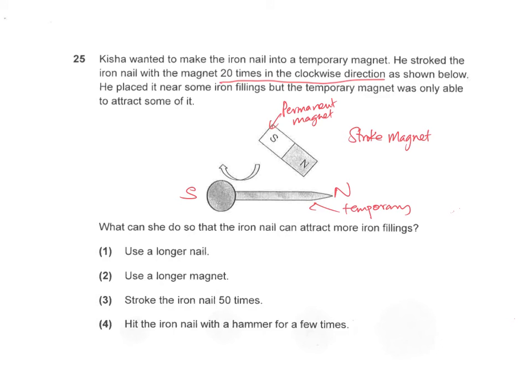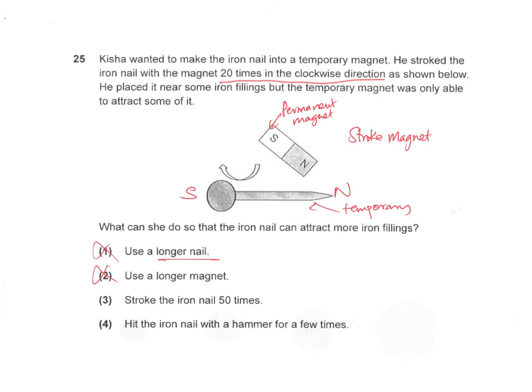Now, coming back to the question, what can she do to make the iron nail attract more filings? Option 1, use a longer nail. No, this will not work. Use a longer magnet. No, a longer magnet is not going to help, but using a stronger magnet is probably going to help.